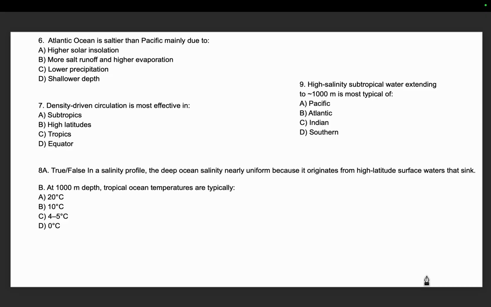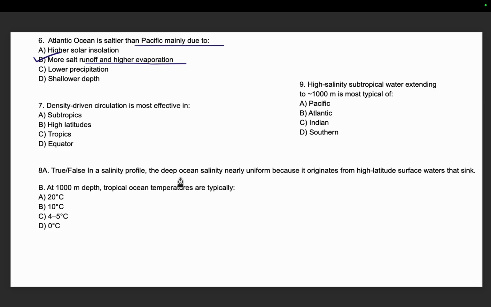Now we have a few questions from this slide. Question 6 from this oceanic circulation: the Atlantic Ocean is more salty than the Pacific, mainly due to what? Option A, high solar insolation; option B, more salt runoff and higher evaporation; option C, lower precipitation; and option D, shallower depth. Option B is correct. The more salt runoff and the higher evaporation is the cause of the saltiness of the Atlantic Ocean.